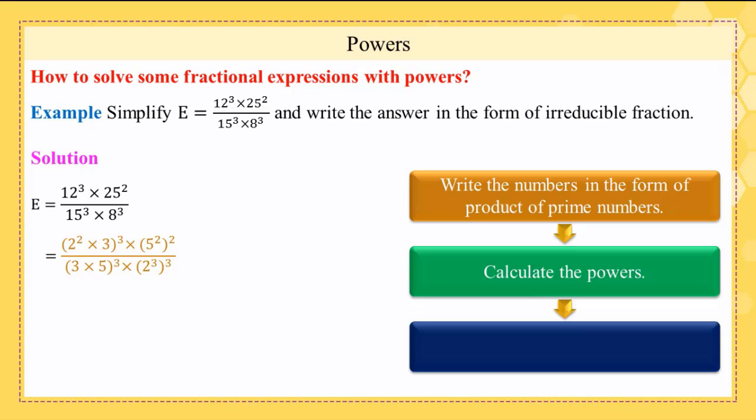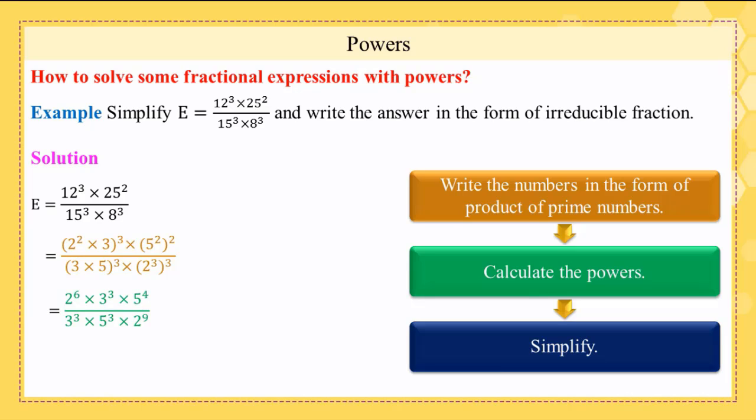Second step, calculate the powers. So 2 square times 3, all to the power 3, equals 2 power 6 times 3 power 3. 5 power 2 to the power 2 equals 5 power 4. Similarly, 3 times 5 to the power 3 equals 3 power 3 times 5 power 3, and 2 power 3 to the power 3 equals 2 power 9.